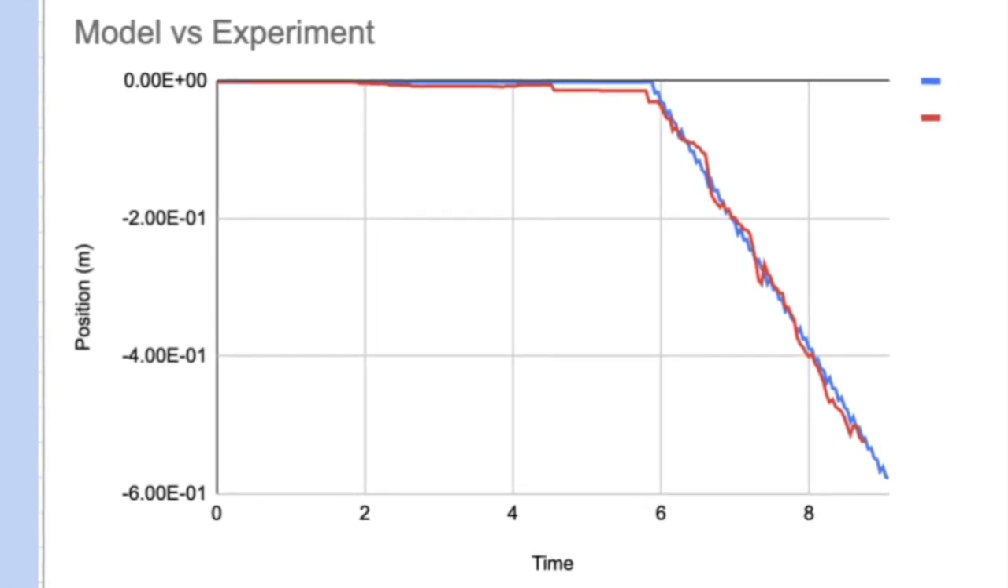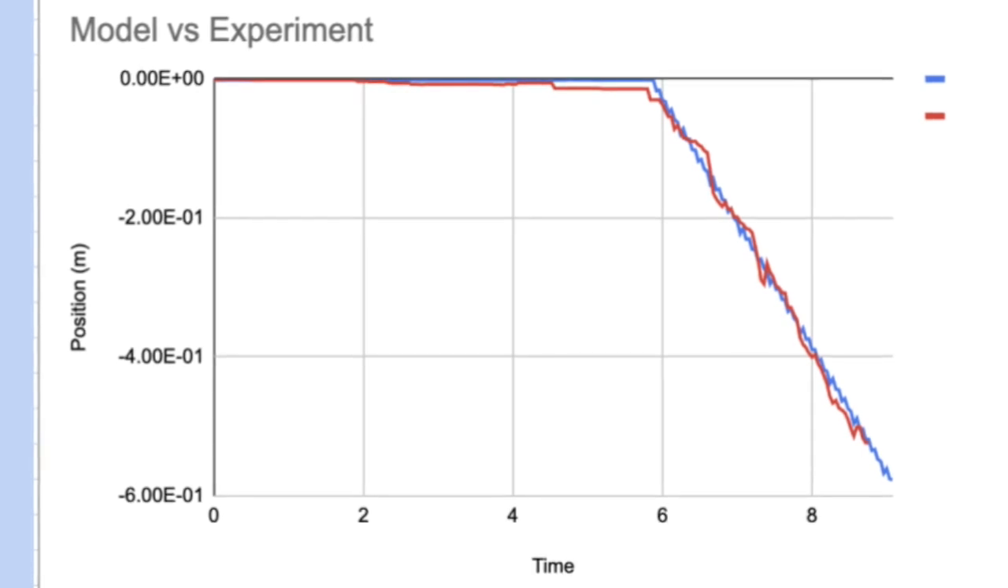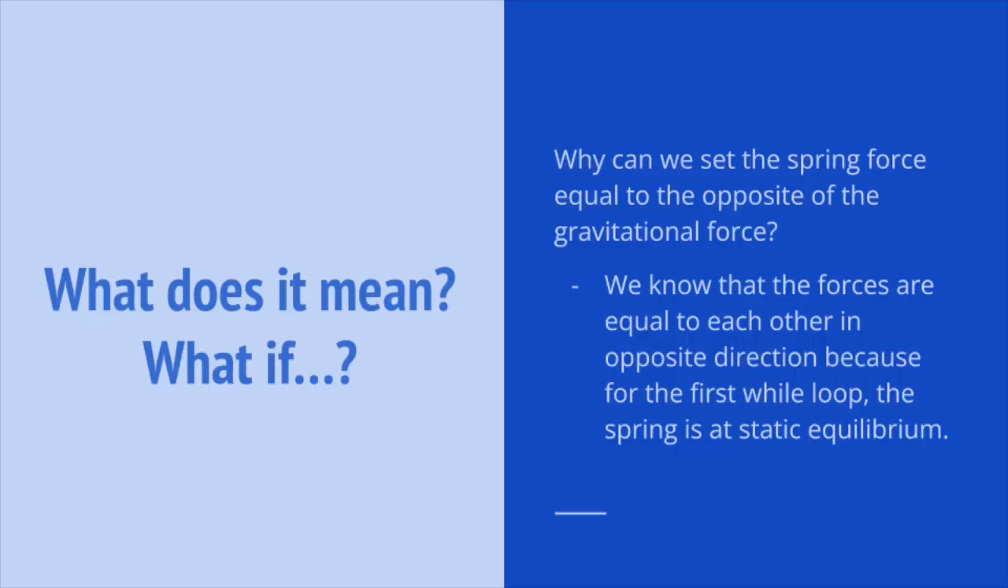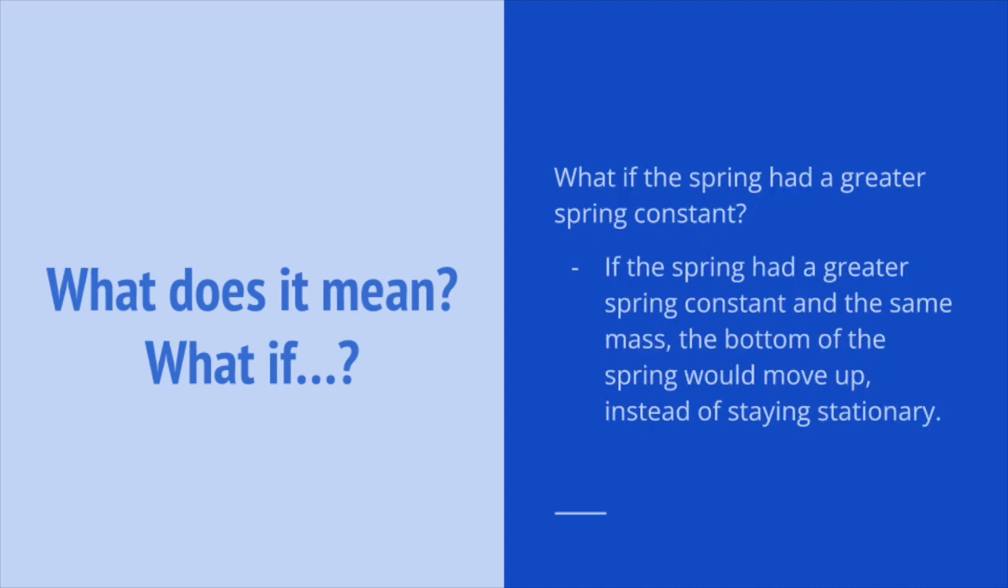Why can we set the spring force equal to the opposite of the gravitational force? Because they are equal to each other in opposite directions because the spring is at static equilibrium. What if the spring had a greater spring constant? Well, then the spring would move up instead of staying stationary, like in our example.